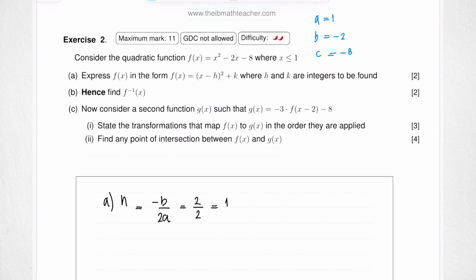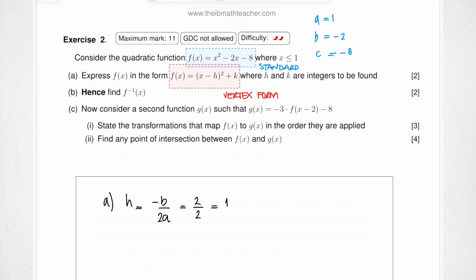Now, just to reinforce, this is the quadratic given in standard form, and this is the same quadratic given in vertex form. Whenever you want to find the inverse of a quadratic, you have to have it written in vertex form, and that's what we're going to do for question B. Now, back to question A. We did find the x-coordinate of the vertex.